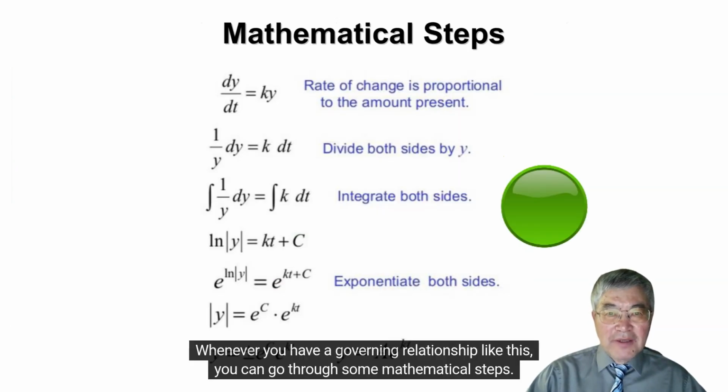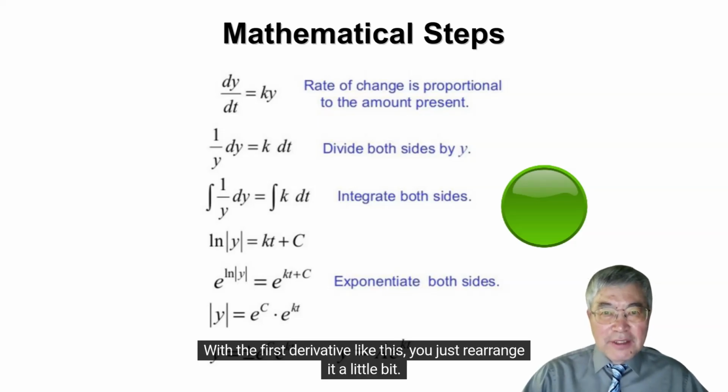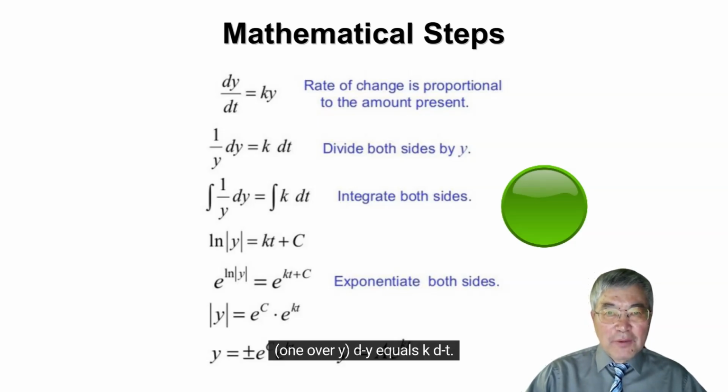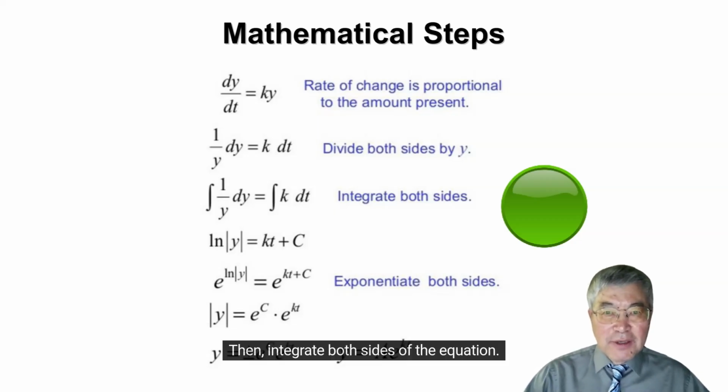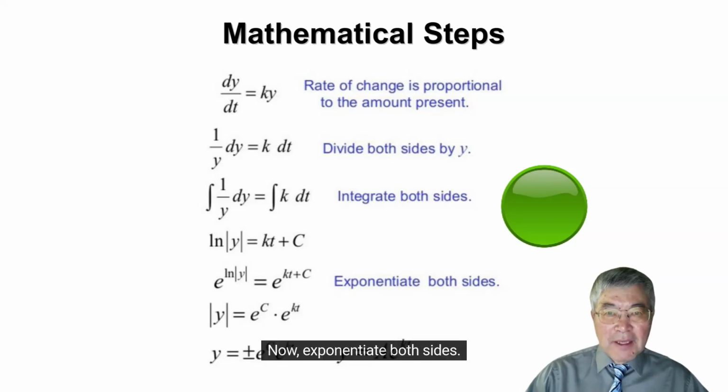Whenever you have a governing relationship like this, you can go through some mathematical steps. With the first derivative like this, you just rearrange it a little bit. So you have 1 over y, dy equals k dt. Then integrate both sides of the equation. On the left, you get ln absolute y, and on the right, you get kt plus c. Now exponentiate both sides. That gives y equals a e to the kt, where a is a constant.